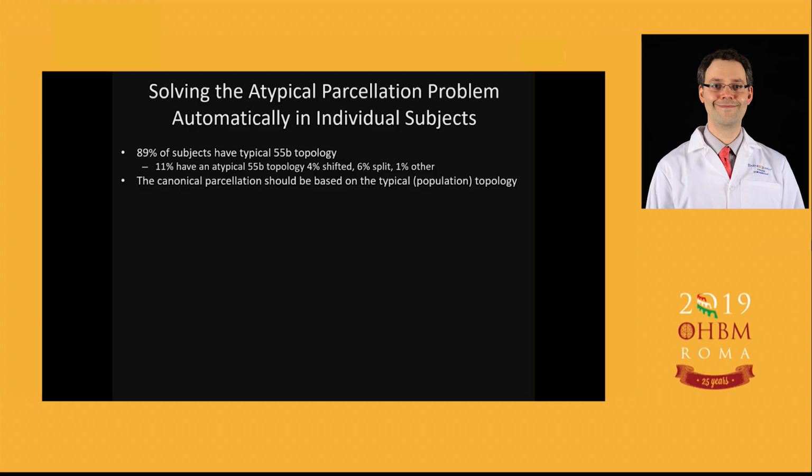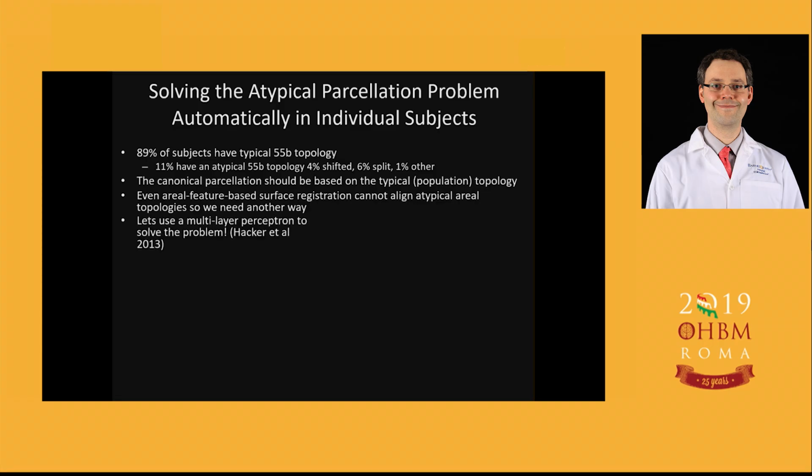We want our canonical parcellation to be based on the typical topology, but we want to be able to account for these atypical individuals as well. And it turns out areal feature-based registration, while it can change the size of an area or move it around, translate it in space, it can't actually swap areas or deal with these splits and joins. So we'll use a multi-layer perceptron to solve this problem.